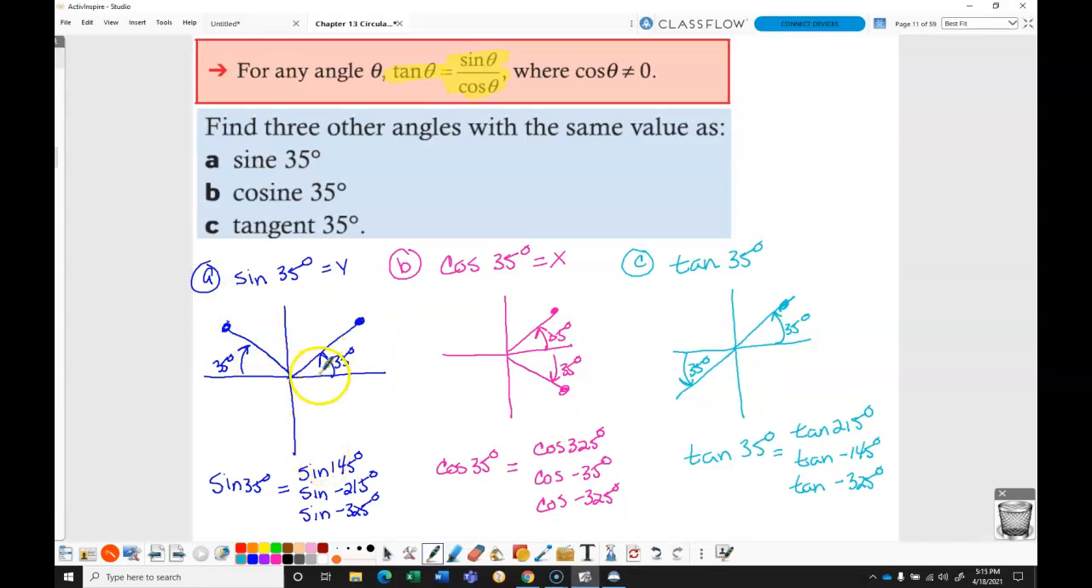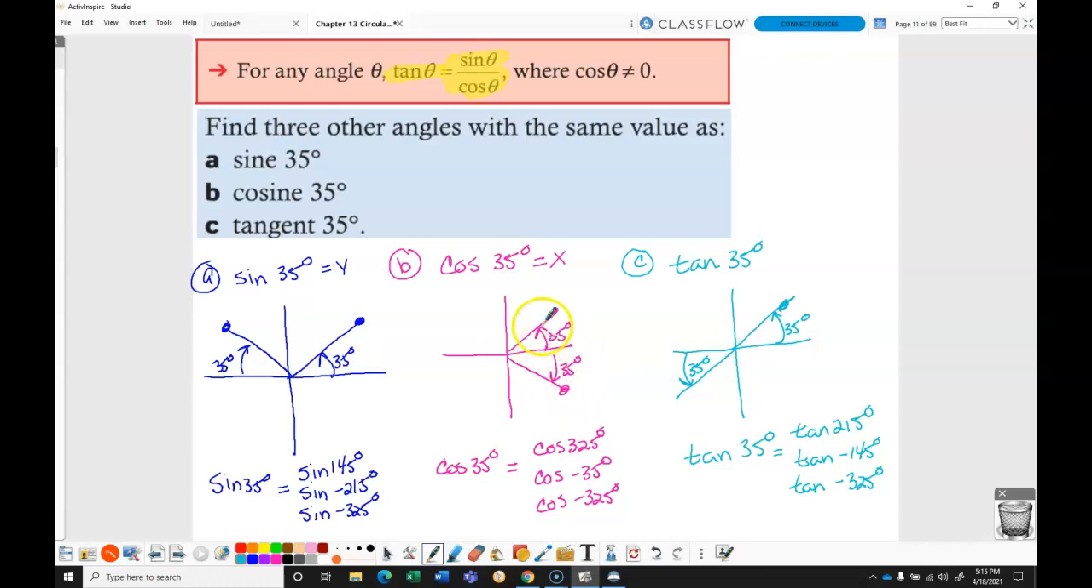So here are three very good relationships that we want to remember. It's not something that's in your formula packet. But the sine of any angle is also equal to the sine of 180 plus that angle. And that's the idea that this angle is going to equal this angle because we're talking about the y value.